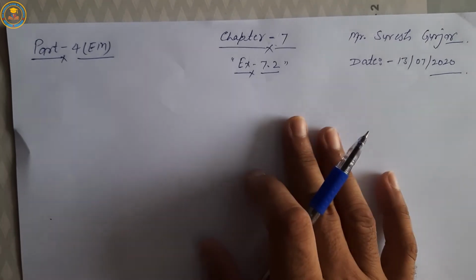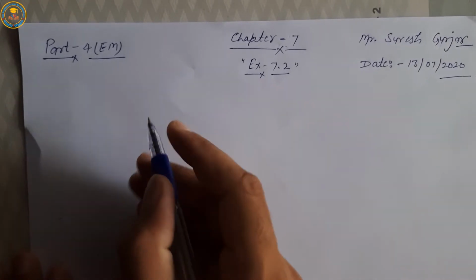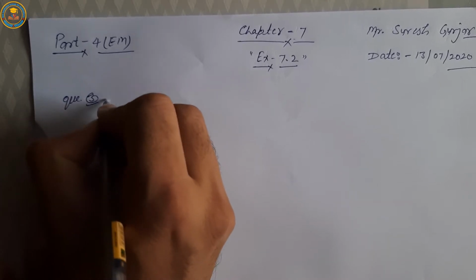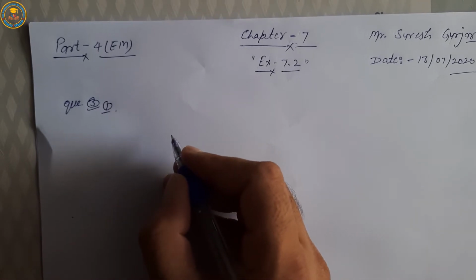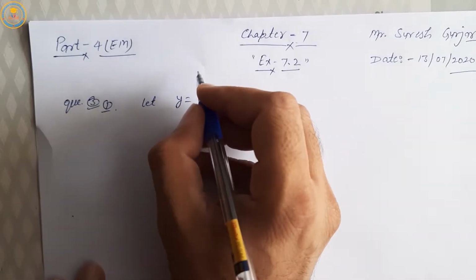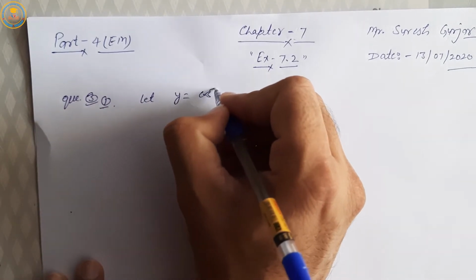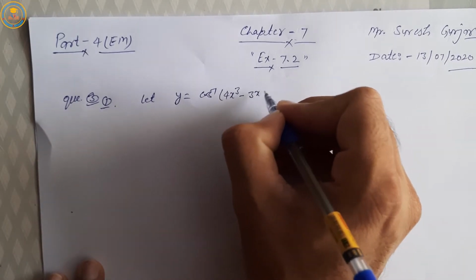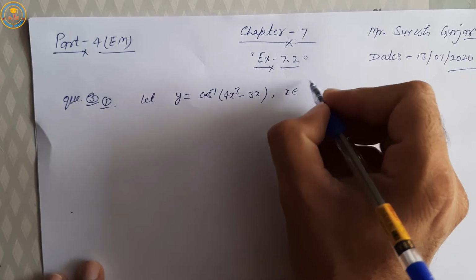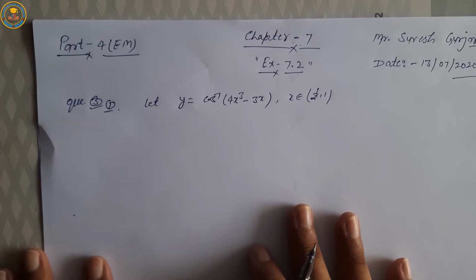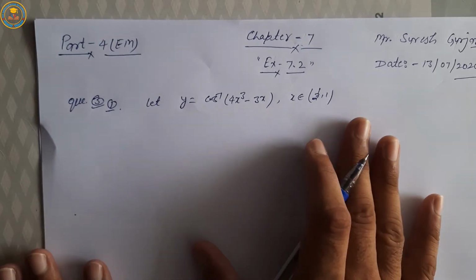And next question of exercise 7.2, question number 3. Let y equal cos inverse of 4x cube minus 3x, where x belongs to the interval 1/2 to 1. Find the value of dy by dx.